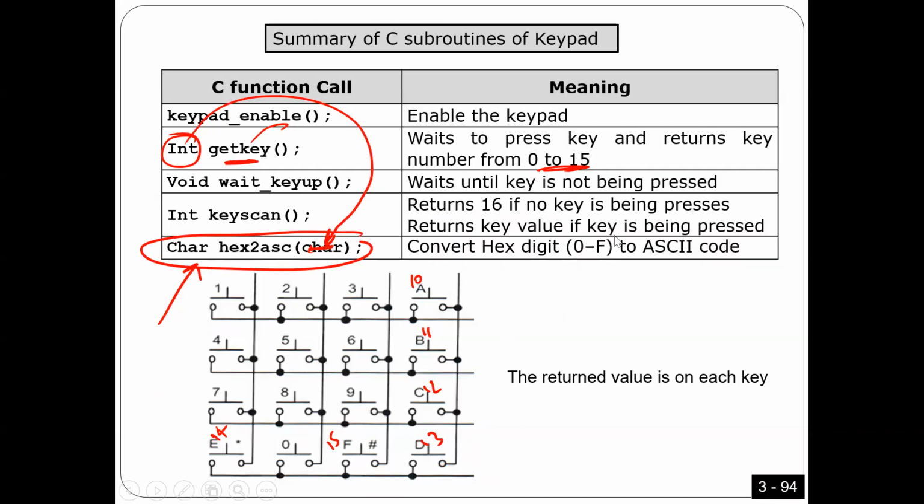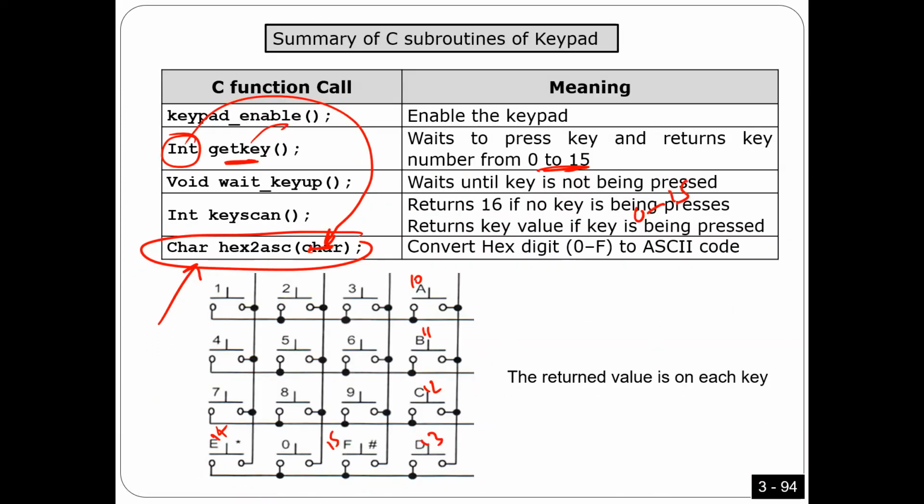Also, we have two more functions. One function is called keypad up. This one is going to wait until the key is not being pressed. Key scan is similar to get key, but the only difference is get key is going to wait until you press a key, similar to keypad up. This one is not going to wait. If you don't press anything, it's going to return 16. Otherwise, if you press any key, it's going to return a number from 0 to 15. Any questions before I choose a program?